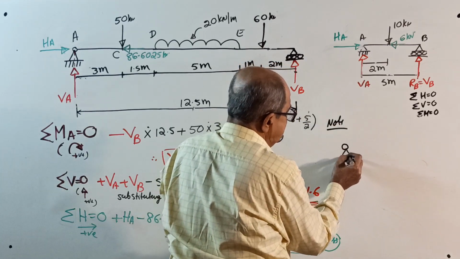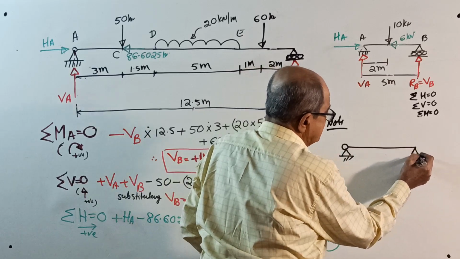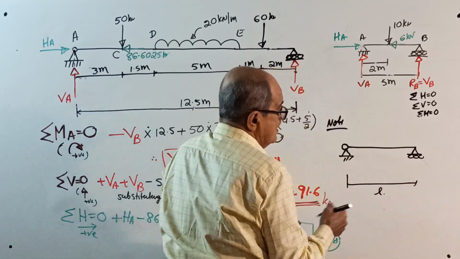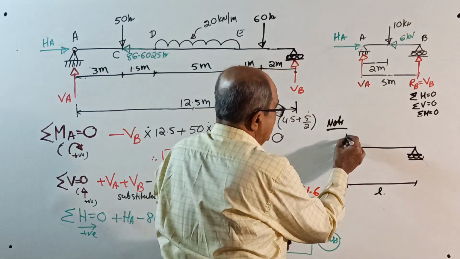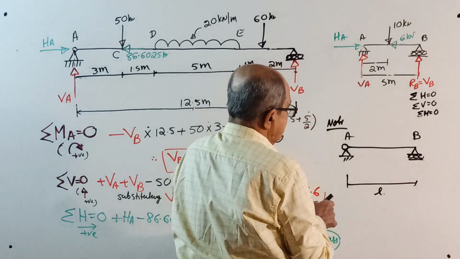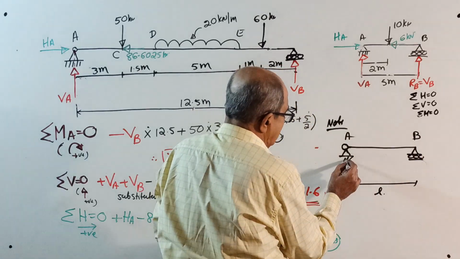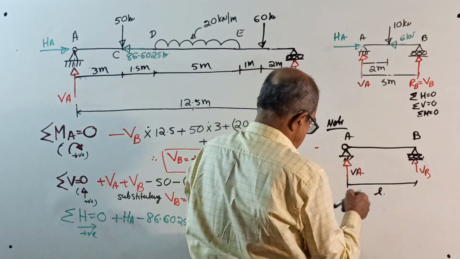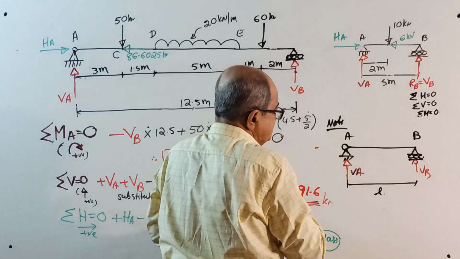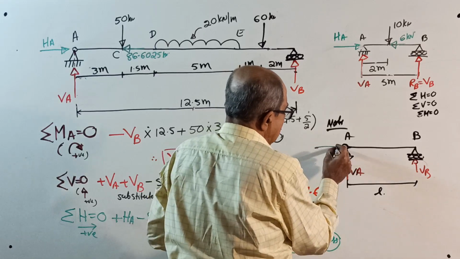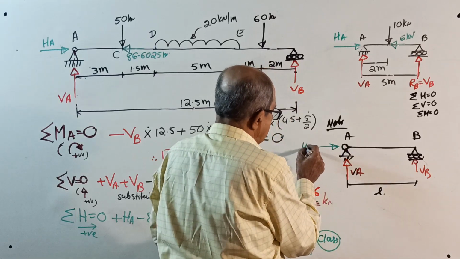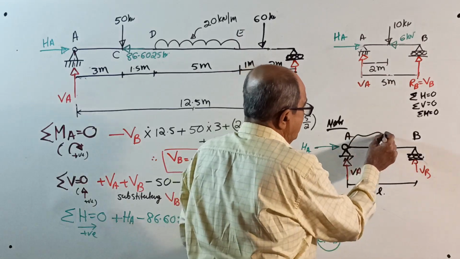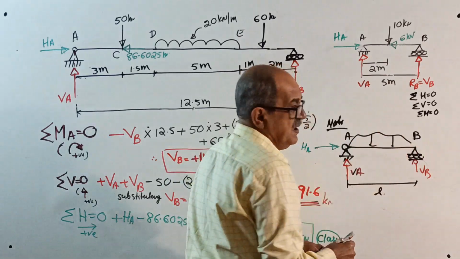If a beam has a hinge support here, and imagine a roller support here. Imagine the span is L. Here A, here B. Imagine there is a vertical reaction VA here, a vertical reaction VB here, and a horizontal reaction HA here. Okay, then there will also be some loading on the beam.